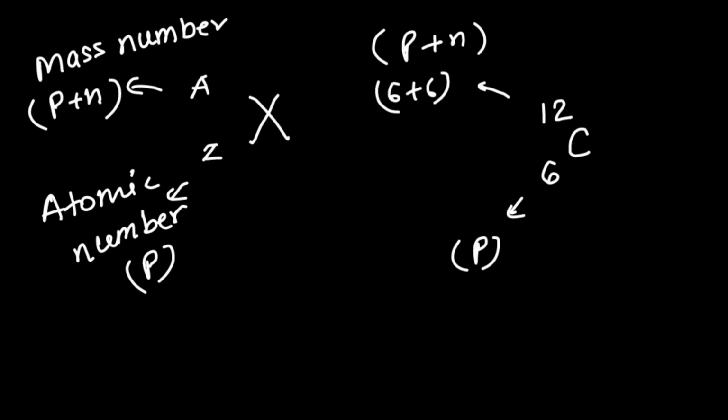For example, if we take carbon, we can write 6C12. Here 6, that is the atomic number, is the number of protons in the carbon atom. The mass number of carbon is 12, which shows that it has 6 protons and 6 neutrons. We will take a few examples of isotopes.